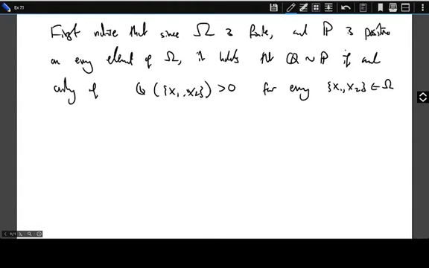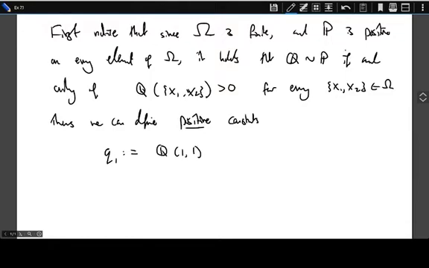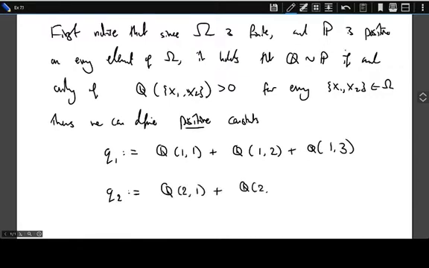We've assumed, of course, that Q is equivalent to P, and therefore we can define positive constants Q1 by Q at 1, 1, excluding the curly brackets here, plus Q1, 2, plus Q1, 3. So summing with 1 in the first variable and over all possibilities in the second variable. And similarly, Q2, summing with 2 in the first variable and all possibilities in the second variable, which is just in this case 1 and 2.